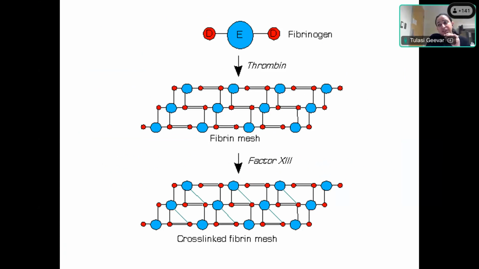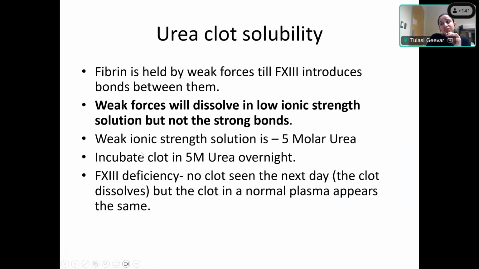This can typically cause delayed bleeding and also umbilical stump bleeding in the neonate. Now, the only screening test which is available, because PT, APTT, thrombin time, everything becomes normal in factor 13 deficiency, is a urea clot solubility test.